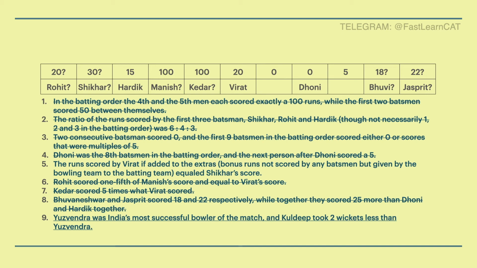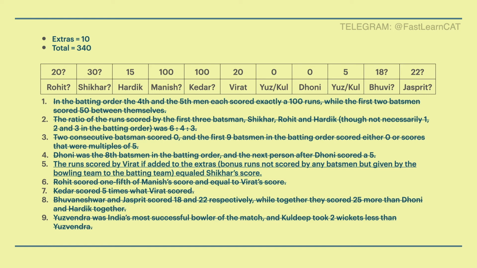The ninth point says Yuzvendra was India's most successful bowler of the match, and Kuldeep took 2 wickets less than Yuzvendra. The interesting thing is that this point is not given to tell us the bowling figures. It is there to tell us the names of those two batsmen in those two empty cells.